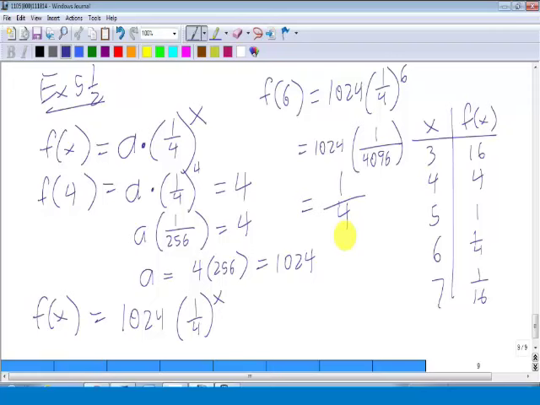All right. Check it. Check it for the 3. Check it for the 5. Check it for the 7. Because the y-coordinates have the property that we're multiplying the y-coordinate by 1/4 every time we add 1 to the x-coordinate, a function of the form a times 1/4 to the x is going to work, and it's just a matter of finding the right value of a. And when we find the right value of a, it's going to work for all 5 of those points. So this is the function that works.